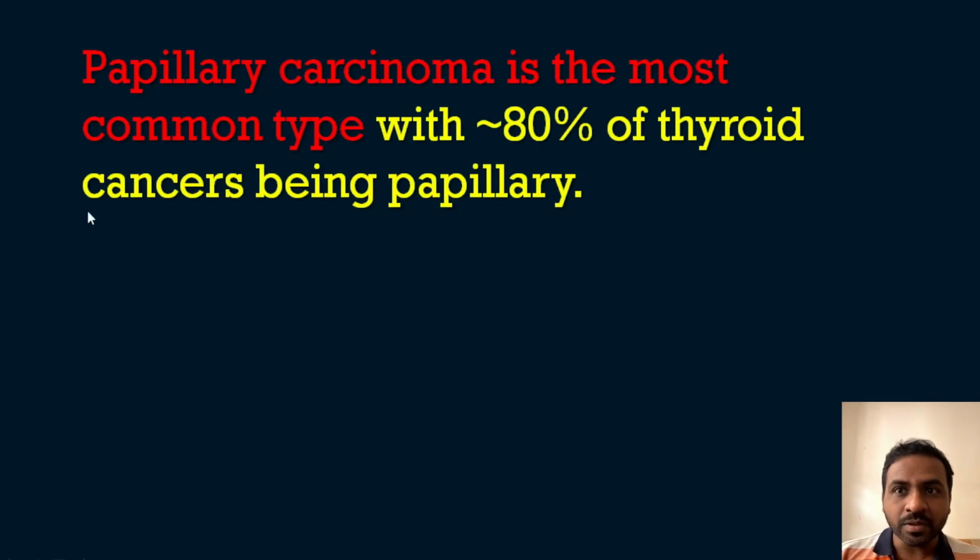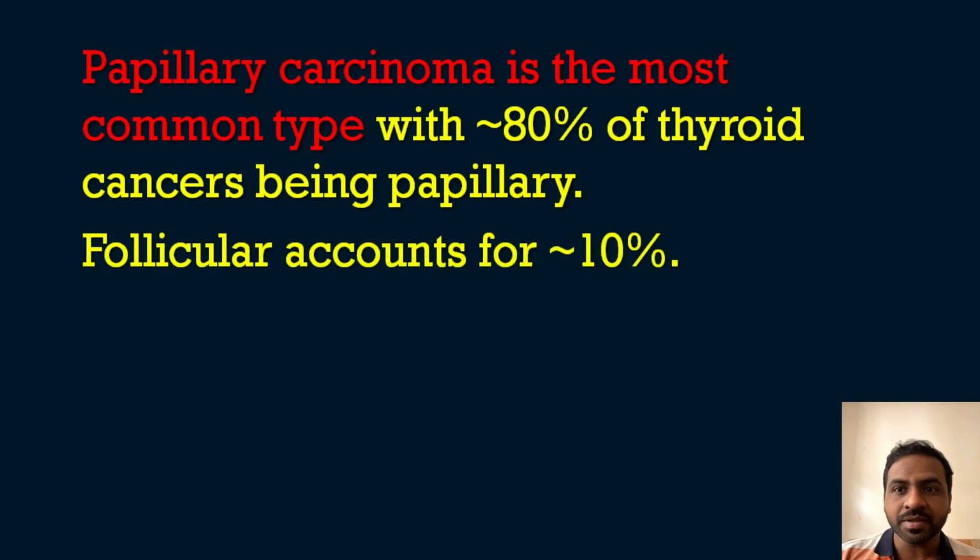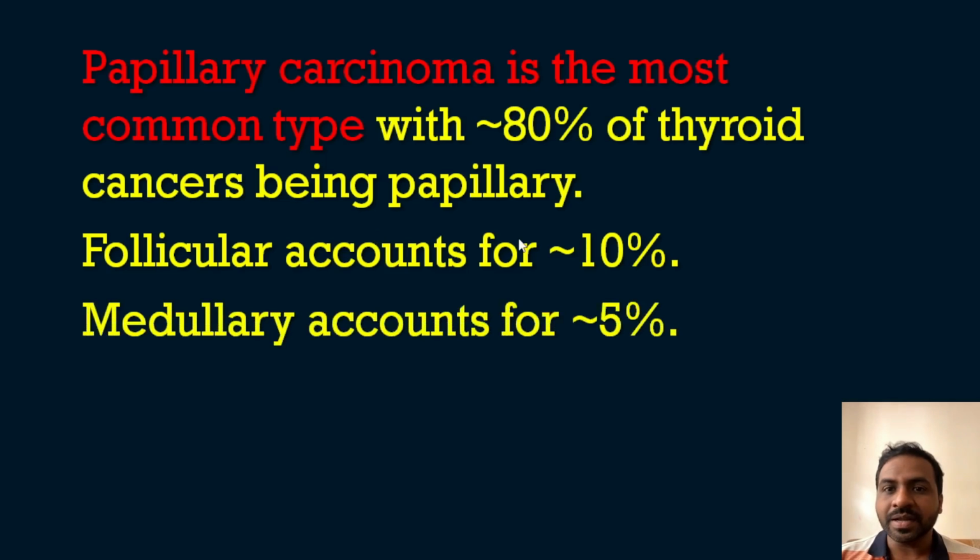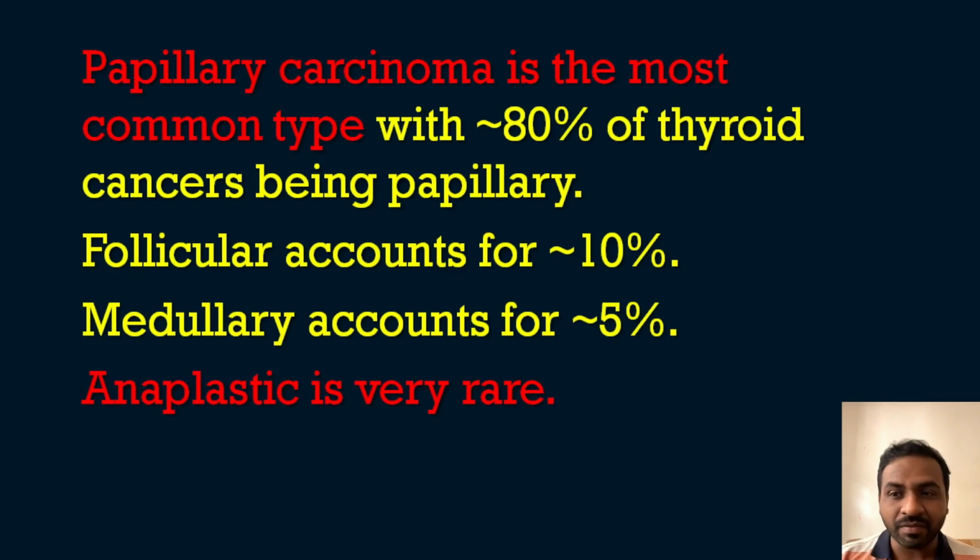Papillary carcinoma is the most common type of thyroid carcinoma, and it accounts for approximately 80% of thyroid carcinomas. So papillary is the most common. Then next comes the follicular carcinoma, which accounts for approximately 10%. Then comes the medullary carcinoma, which accounts for approximately 5%, and the very rare form of thyroid carcinoma is the anaplastic carcinoma. So that is the answer for the question I have asked.